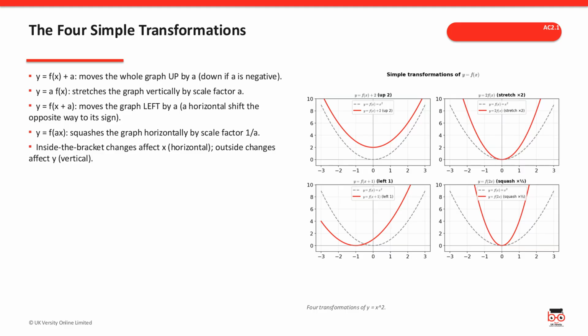Once you know one graph, transformations let you build a whole family from it without plotting anything new. Adding a to f of x moves the whole graph up by a, while multiplying by a, as in a times f of x, stretches it vertically. Changes inside the bracket act horizontally and, a little counterintuitively, the opposite way to their sign. F of x plus a shifts the graph left by a, and f of ax squashes it horizontally. The rule to hold on to is that inside the bracket changes affect x and outside changes affect y.